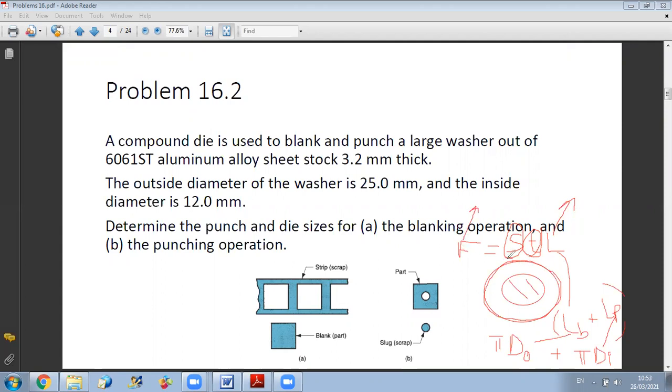And these two are common between the two processes. So to compare the forces, the higher force will be for the higher cut length. And of course, since the outer diameter is larger than the inner diameter, L blanking will be higher than L punching. So if the two processes are done separately, then we will design our press based on the cut length in the blanking operation.